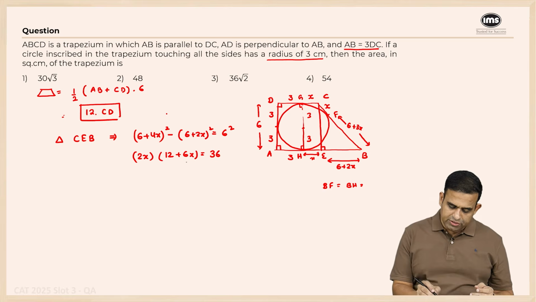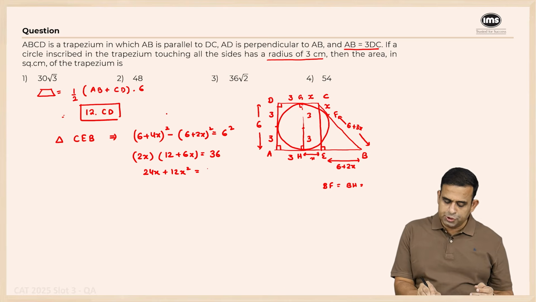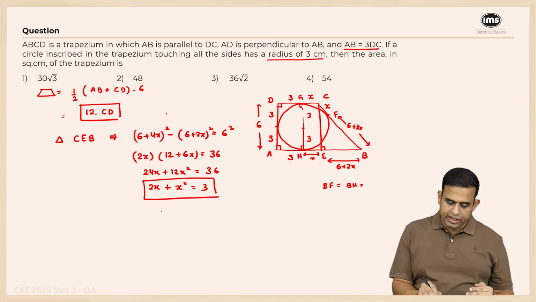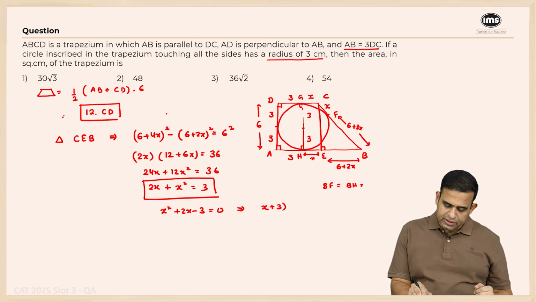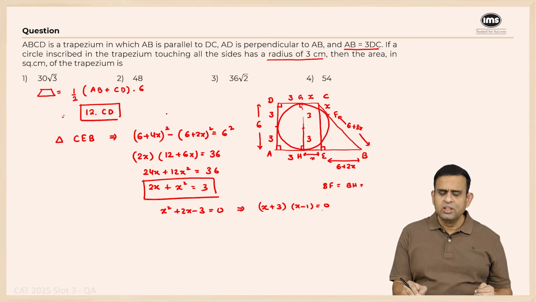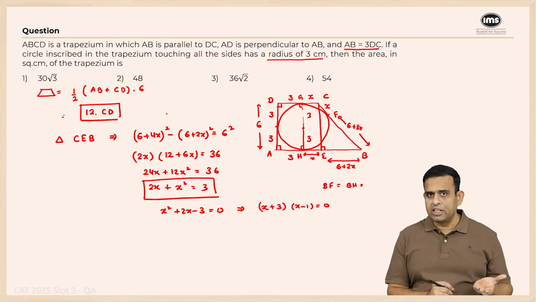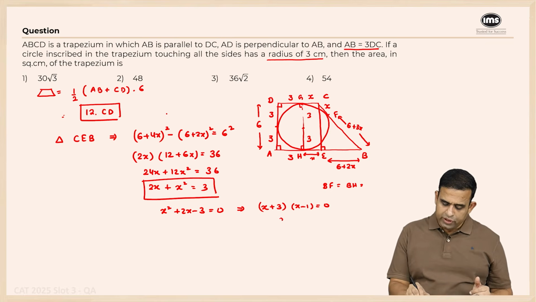And then if I solve for this further, I can, let's say, open this out. 24x plus 12x square is equal to 36. If I divide by 12 throughout, 2x plus x square is equal to 3. So I got a quadratic in x. x square plus 2x minus 3 is equal to 0. If you solve for this, you will possibly get (x plus 3) into (x minus 1) equals 0. Since x happens to be a length, it definitely has to be a positive quantity. So over here x will be equal to 1 or minus 3.